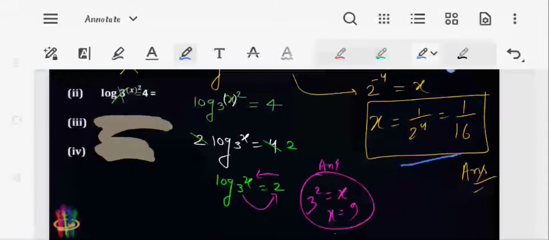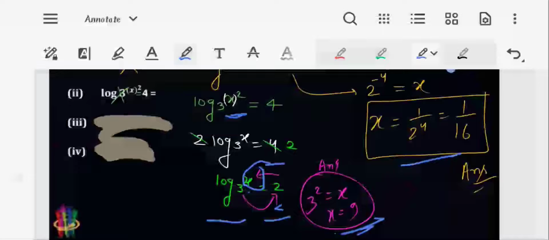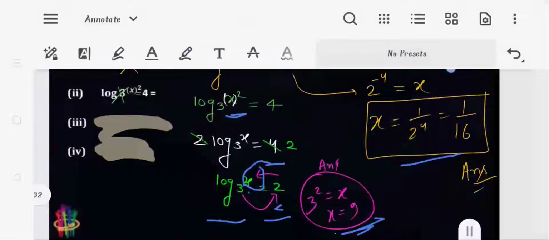It's very simple. The next question is: log x on the base 3 equals 4, or rather 2 log... Now we are supposed to find the value of x. Log x on the base 3 equals 4 by 2, which equals 2. Now we know that 2 is the power and x is the result, so 3 to the power 2 is 9, hence the value of x is equal to 9. Alright, that's it.